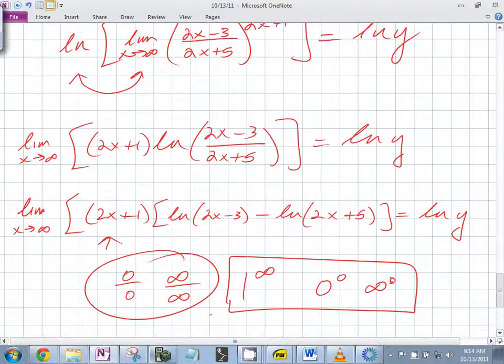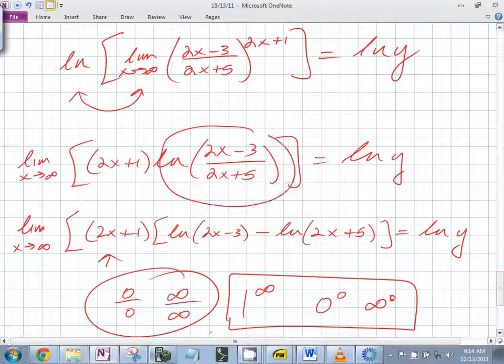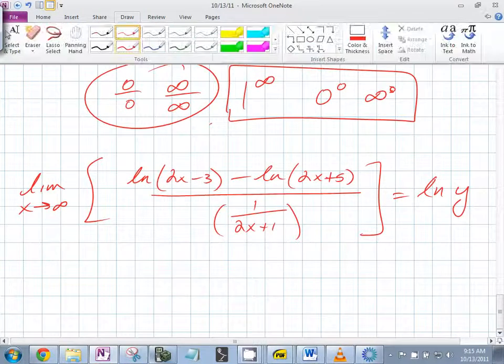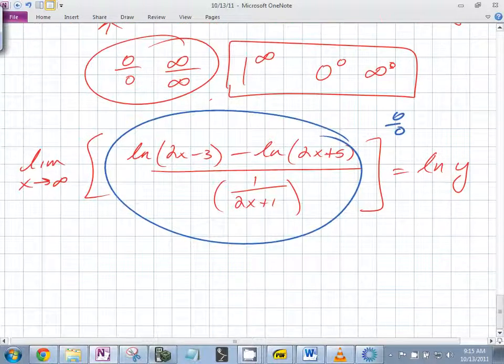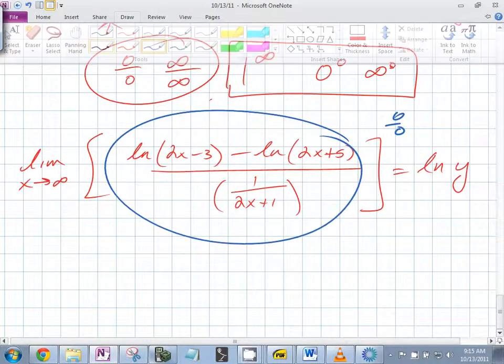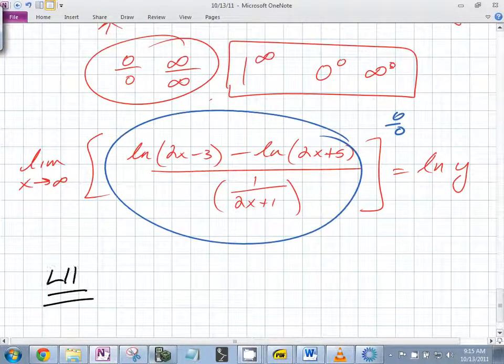This right here, what's the limit as x goes to infinity? We know that the limit as x goes to infinity of that fraction is 1, right? What's the natural log of 1? 0. So is this an indeterminate form? Yes, this is an indeterminate form because it's 0 over 0. So what can we do? L'Hopital's rule.